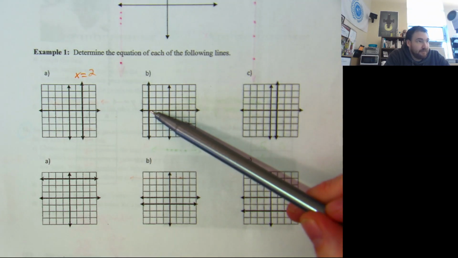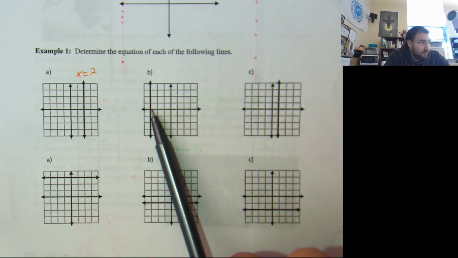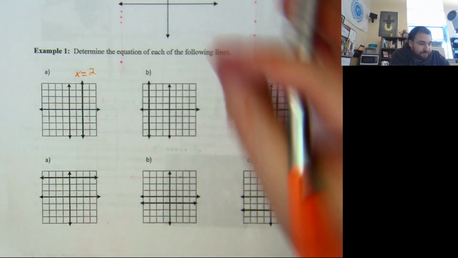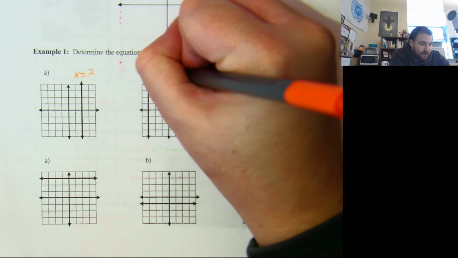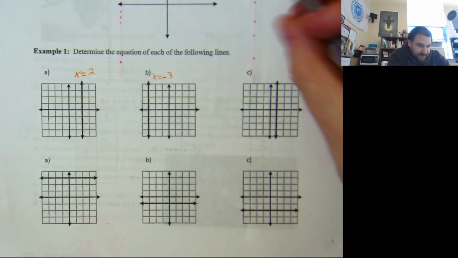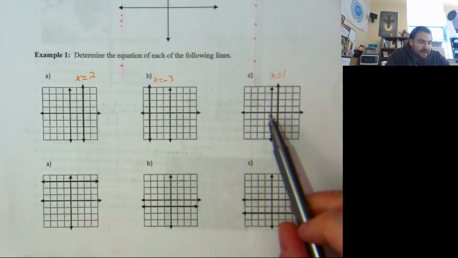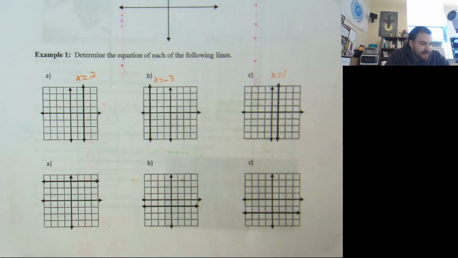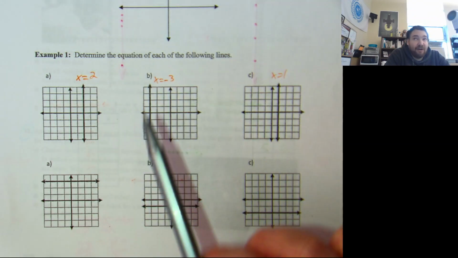Now with this guy. And this is going to be X equals 1. If you move to the right, it's positive. If you're moving left, it's negative. And if the line is straight up and down, X is locked.